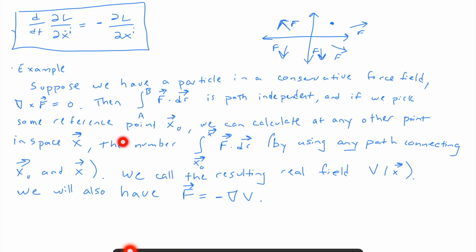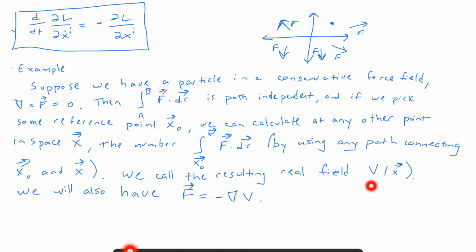And if we pick some reference point, x naught, somewhere here, we can calculate at any other point in space x this number. With respect to this reference point, let's say we want to know this number, F dot dr, from here to here. We could pick any path, since the integral is path independent in a conservative force field, and calculate that quantity in an unambiguous way. What that gives us is a new value with respect to this point, which is just a real number at any point in space. And that's called the potential, or the potential energy.